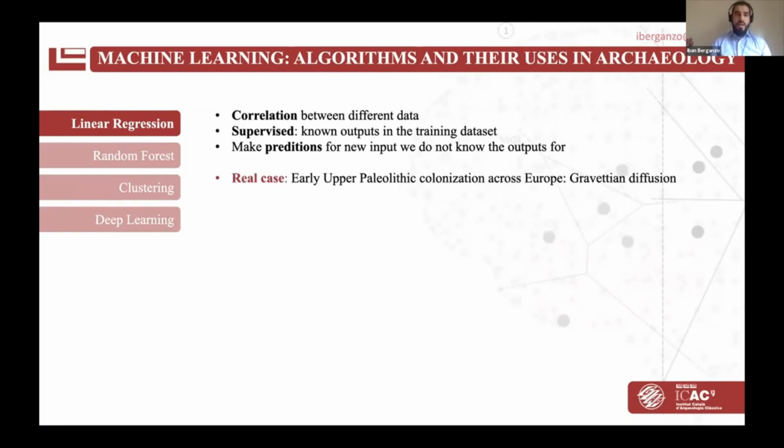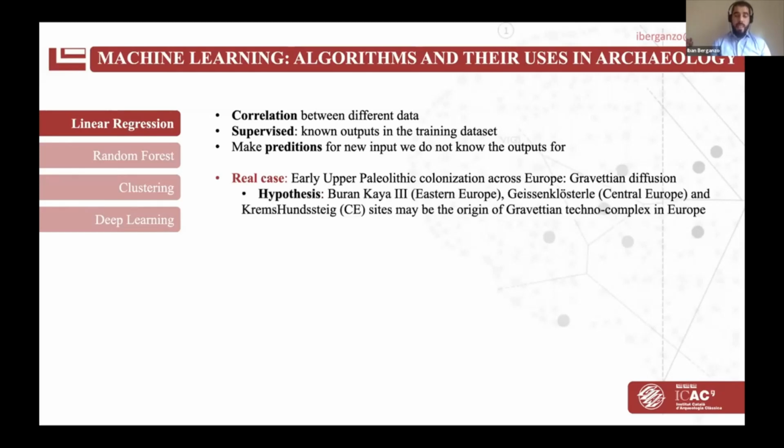So we will see a real case. It's about the diffusion of the Gravettian technocomplex in Europe. The hypothesis of this case is that one of these 3 sites may be the origin of the Gravettian. So the people who made this paper took the data of the distance between these original sites and the appearance of the Gravettian in these sites.